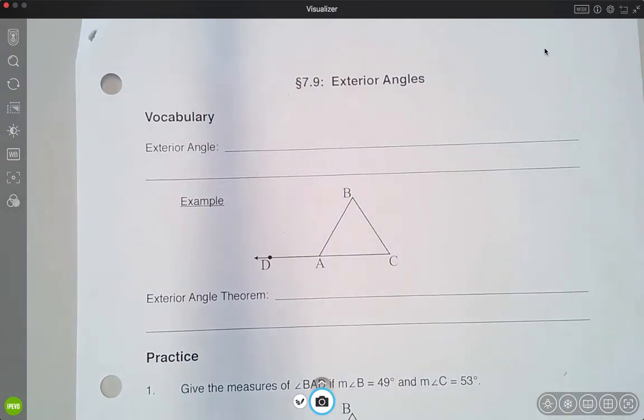Today we're going to be talking about section 7-9, which is exterior angles. So exterior angles are pretty much exactly what they sound like. Exterior meaning on the outside, but we're still talking about angles.